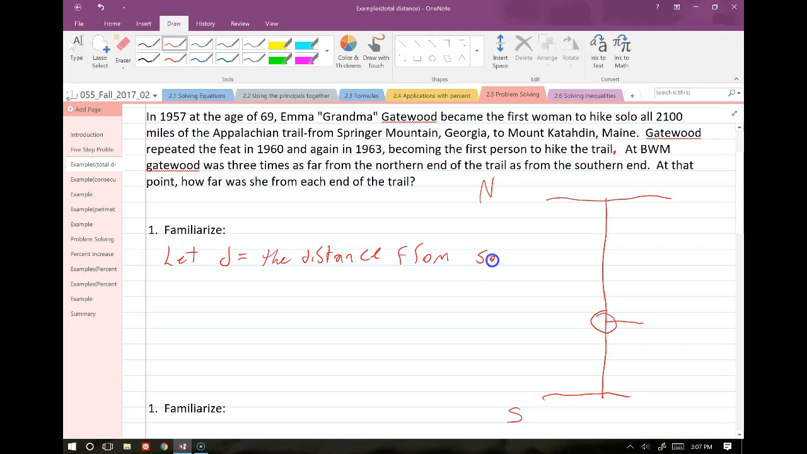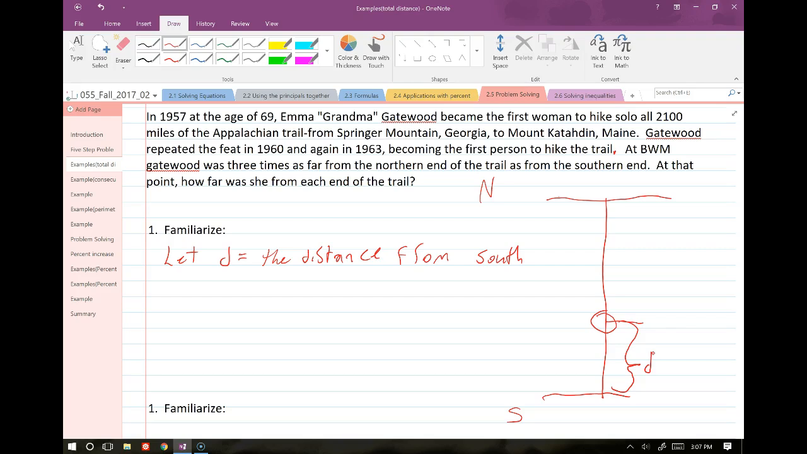Sorry, distance, not difference. Okay, so if D is the distance from the south end, we can label it right here on our diagram. All right, so then, since the problem says Gatewood is three times as far from the northern end of the trail as from the southern end.